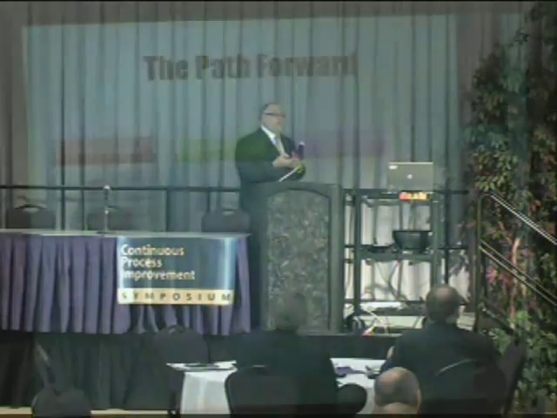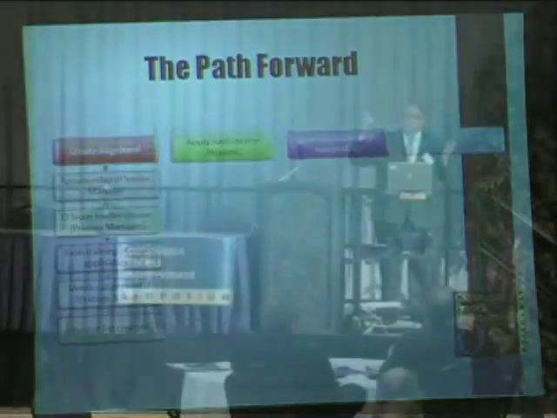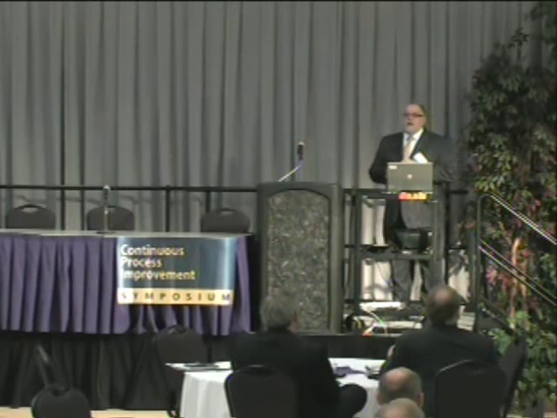So, how do we go forward? First, we create alignment in our continuous improvement process. All right? So, we have a sponsor, somebody with a budget, somebody that wants to make an investment. He's usually a senior guy. The junior guys, they trust with small amounts. The big guys, they get bigger. And then we choose a team leader. And that team leader is a process owner.